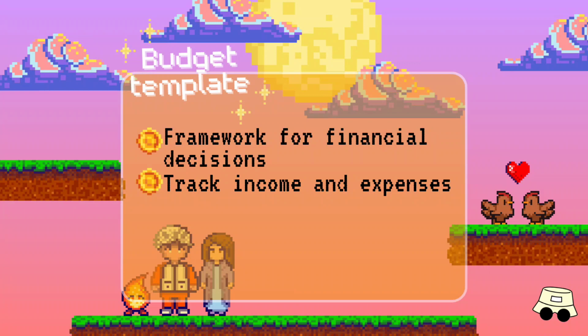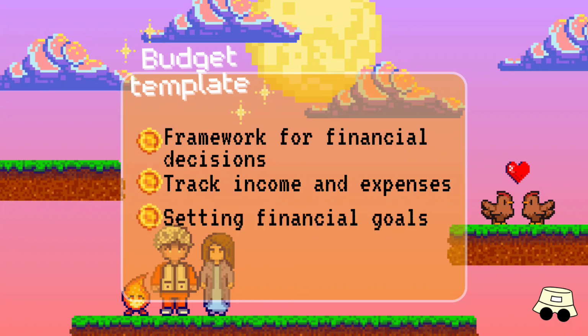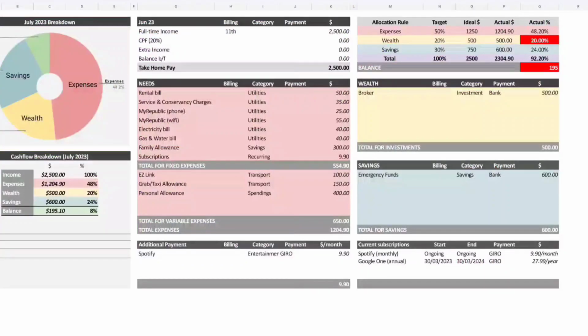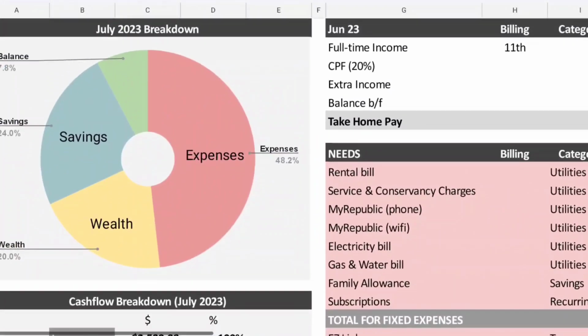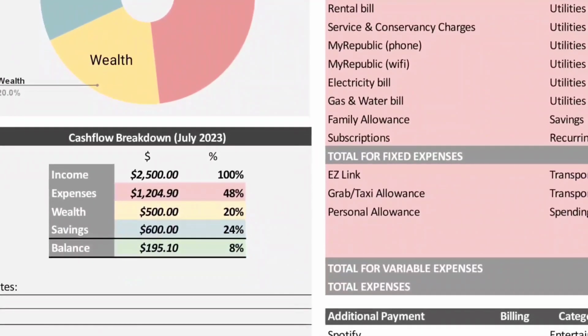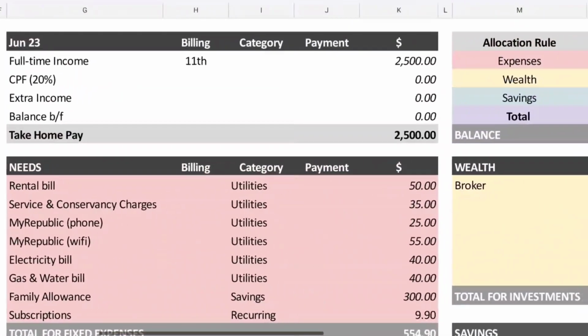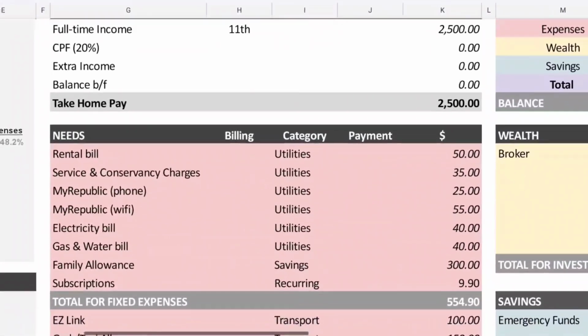Budgeting also helps in setting financial goals such as saving for a specific purchase or investment, paying off debt, or building an emergency fund. Additionally, budgeting can provide a sense of control and peace of mind by reducing financial stress and uncertainty. Just by looking at our cash flow diagram, we can already create a template that follows a 50-30-20 budget rule. 50% for expenses, 30% for wealth accumulation, and 20% for savings.